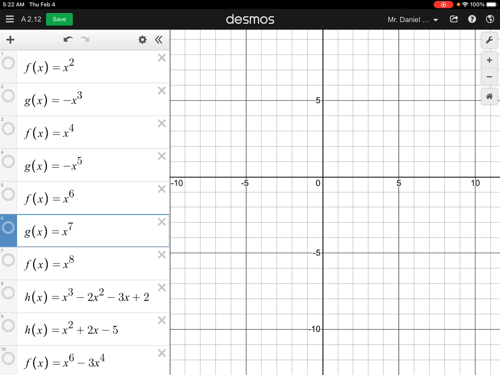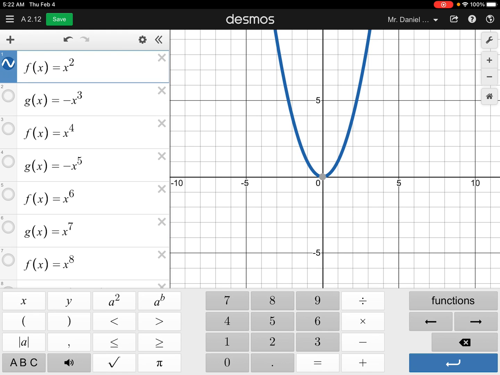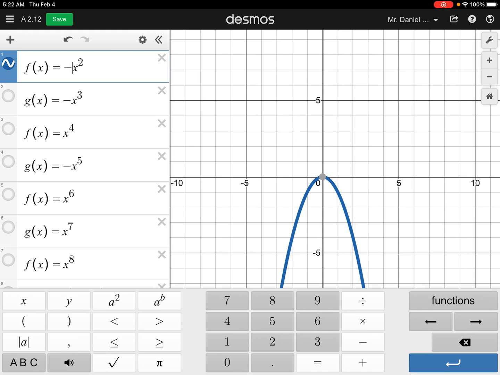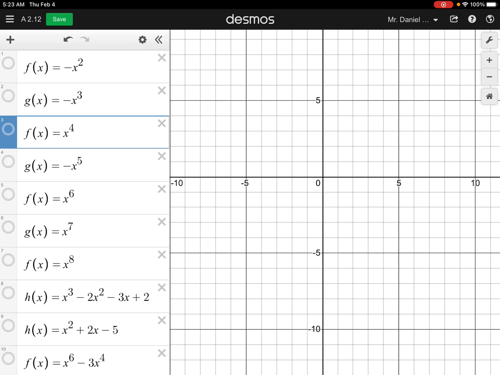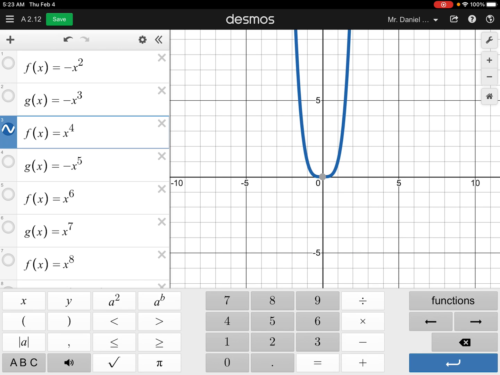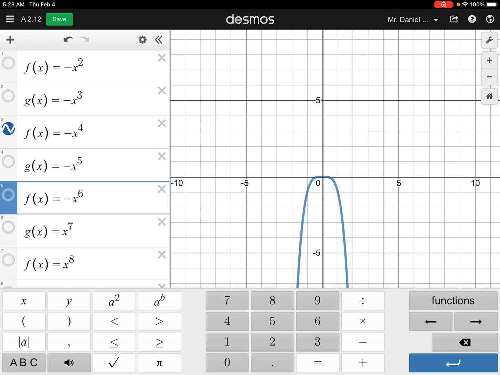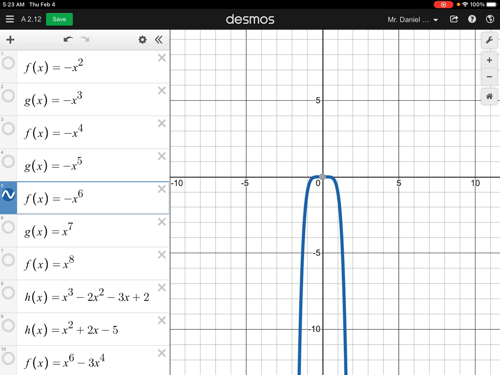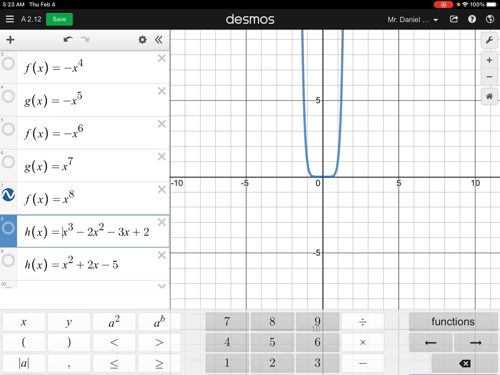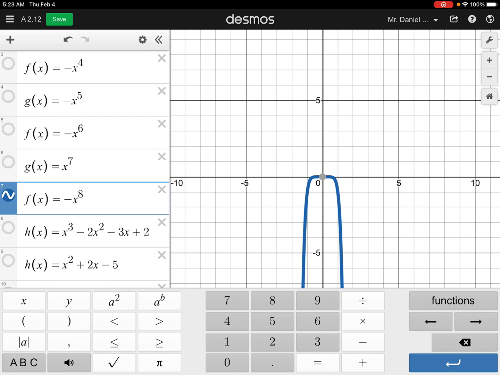Symmetrical through the origin. What happens if I do that with x squared? Negative. It goes upside down. Still symmetrical, left to right. It's just upside down. What happens with x to the fourth? Make it negative. Still symmetrical, just it flipped down, and it's still symmetrical left to right over the y-axis. Same with x to the 6th, and then same with x to the 8th.